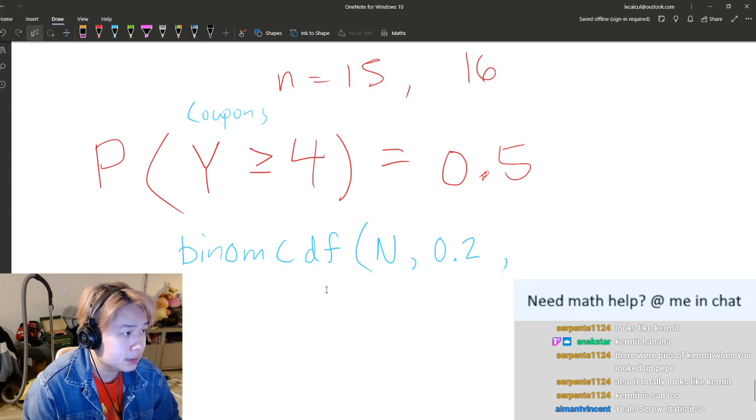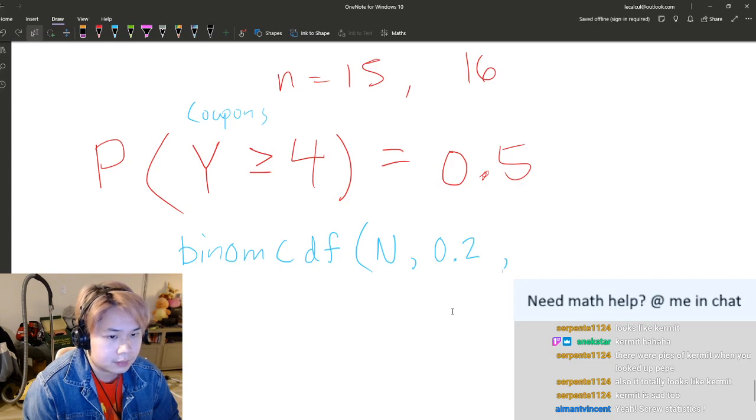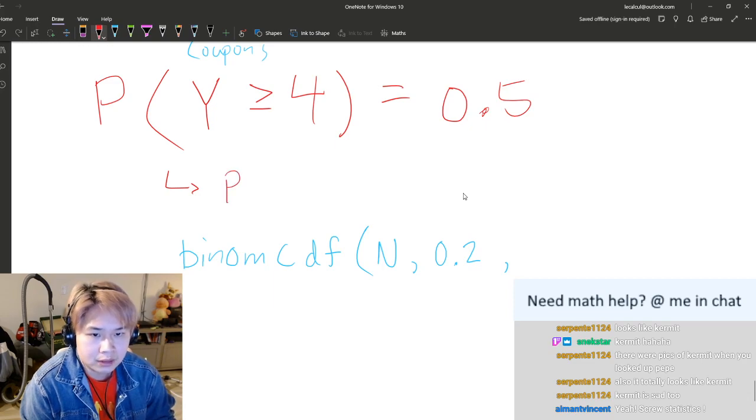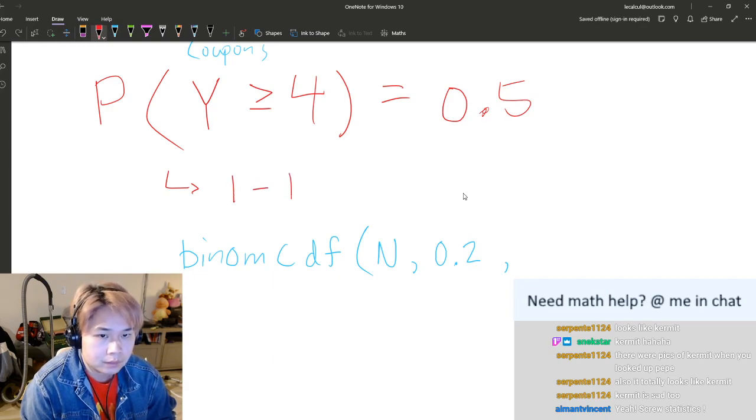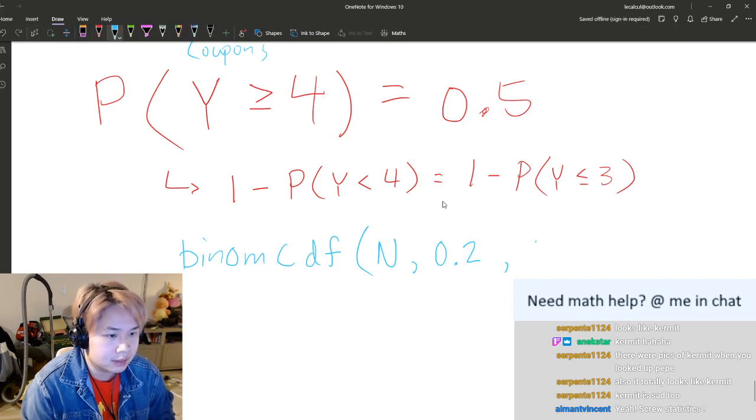And the upper bound, lower bound is 0 to 3. Okay, man, I'm just really out of it. So this is an upper bound, so we change this to a lower bound. Because cumulative functions have an upper bound, not a lower bound calculation. So that's why our lower boundary is 0 and our upper boundary is 3.